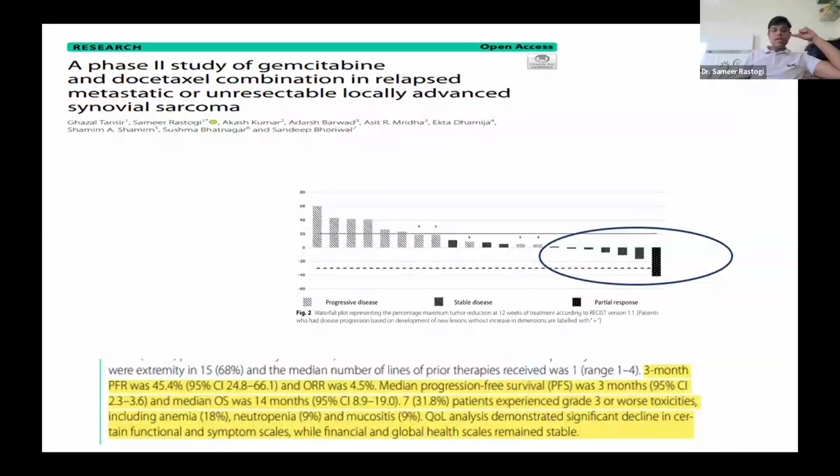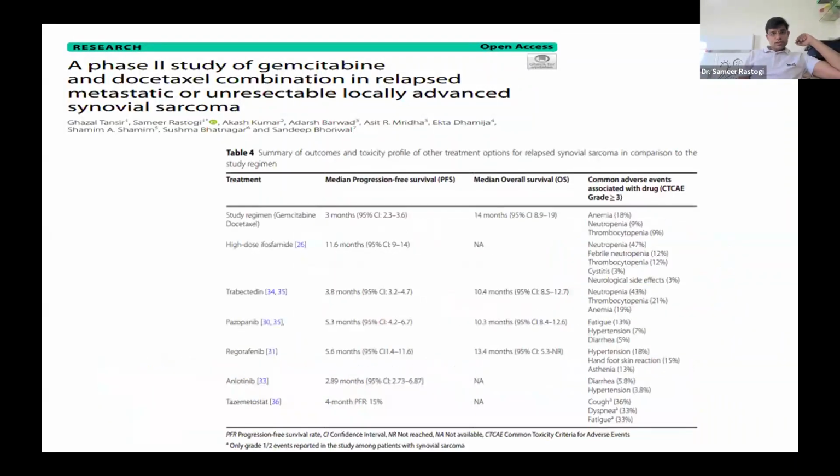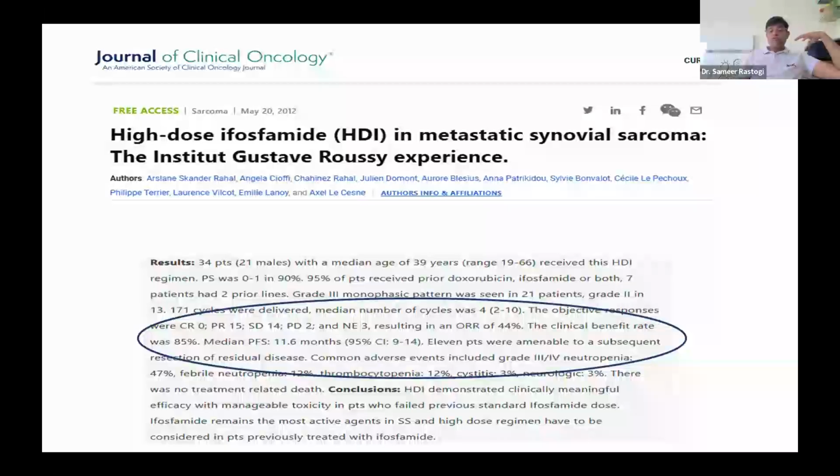Gemcitabine docetaxel is a very modestly active chemotherapy in synovial sarcoma. This is the only phase 2 trial that is there, and the 3-month progression-free rate was 45%. These are the agents in synovial sarcoma. You can see high dose ifosfamide is the best drug, with a response rate up to 44%, which is unprecedented. This is the French data. 44% is unparalleled after doxorubicin and ifosfamide, but grade 3 and grade 4 toxicities were there in 5%.